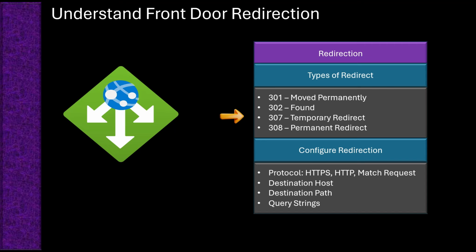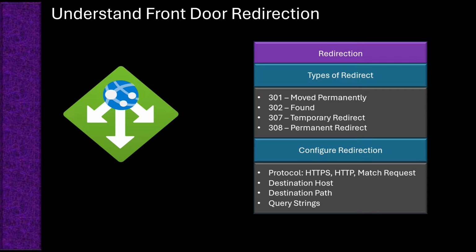another location. Another one is 307 temporary redirect, similar to 302, but the method, GET or POST, used to request the resource is preserved. The next one is 308, which is for permanent redirect, similar to 301, but it also keeps the request method. How to configure redirection?